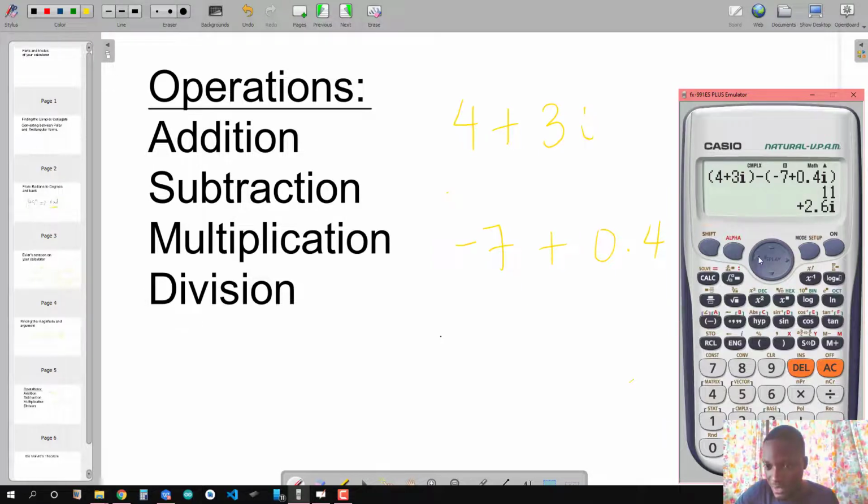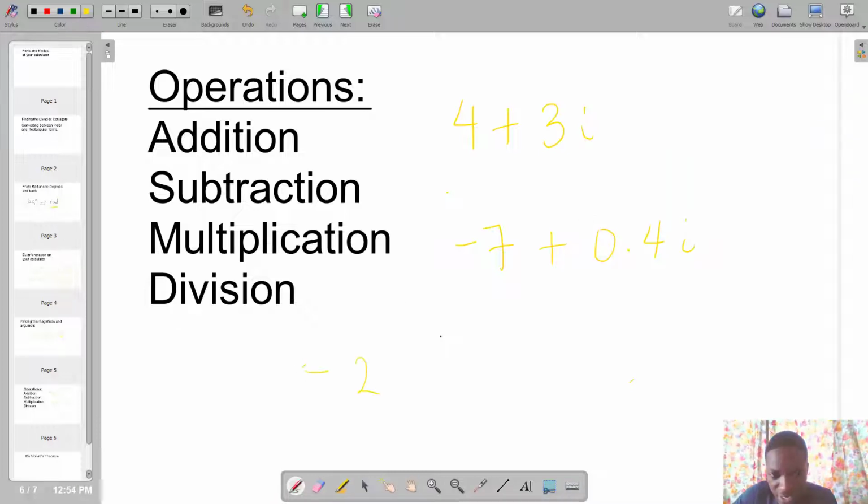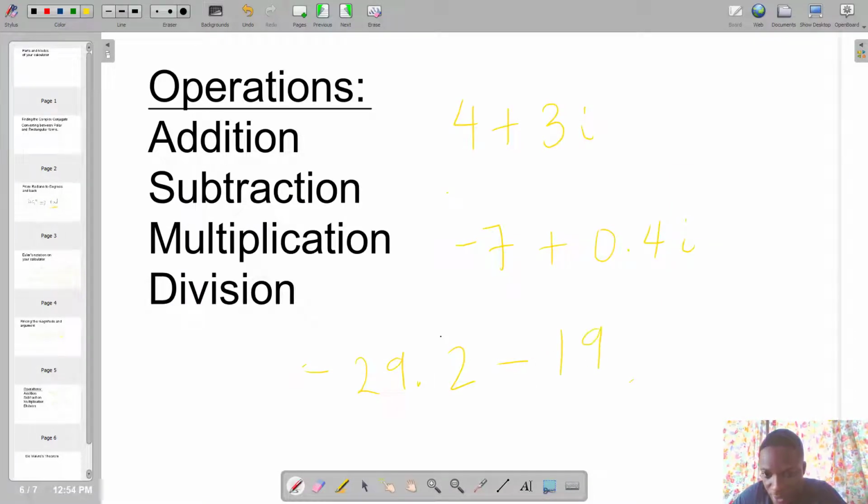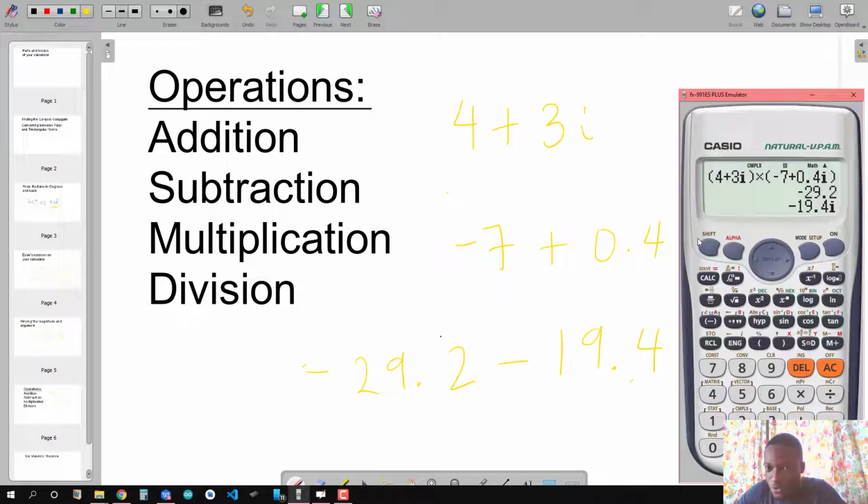Now to multiply again, I press left or right to edit. Replace this with my multiplication. And then I get negative 29.2 minus 19.4i. Now, if we had not used brackets, take note of this answer. The multiplication of these two complex numbers gives us negative 29.2 minus 19.4i. If we had not used our brackets, we would have had the wrong answer. You see? And this is not the answer we expected.